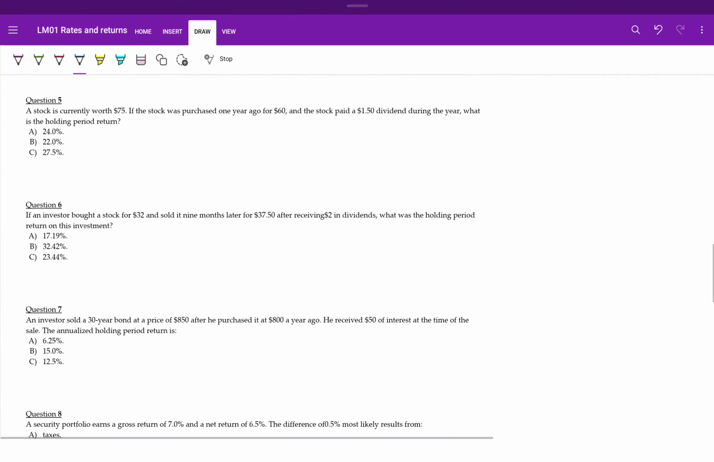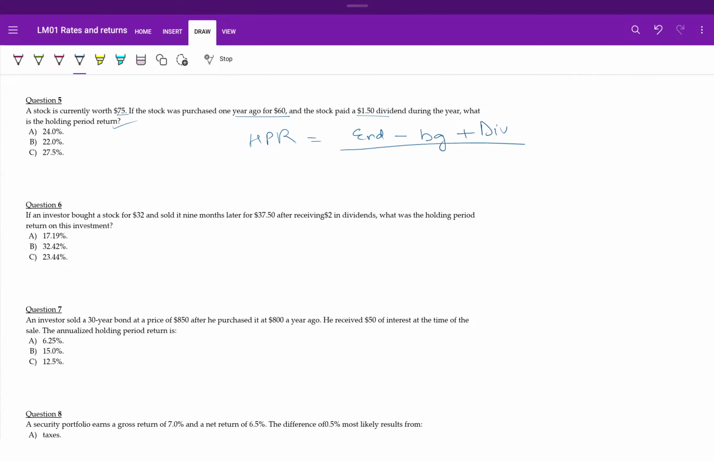Okay, let's move to question number 5. The stock is currently worth $75. If the stock was purchased 1 year ago at $60 and the stock paid a dividend of 1.5 during the year, what is the holding period return? If you remember the formula, the holding period return, HPR, is the ending value minus the beginning value, plus any dividends received during the period, divided by the beginning value.